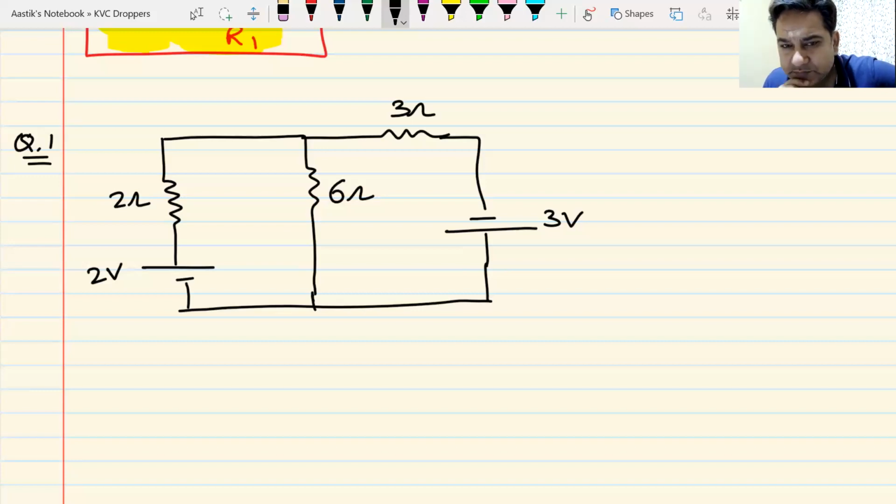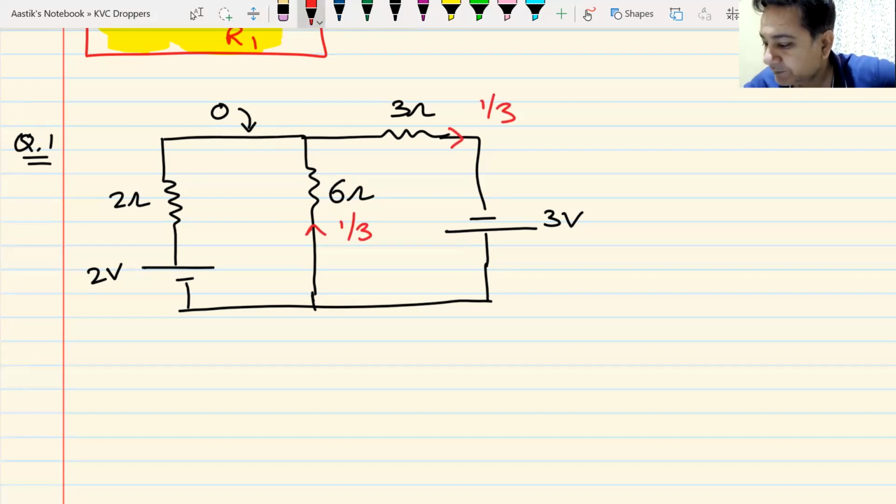Anyone with an answer? Yes, sir. Yes, what is the answer? In 2 ohms, 0, sir. In 2 ohms, the answer is 0. Okay, I'll assume that this is correct. The answer is 0 here, so there is no direction. In 3 ohms? In 3 ohms, 1 by 3 ampere. In which direction? Like this? Yes, sir. Okay, 1 by 3 ampere, so in this it will be 1 by 3 upwards.